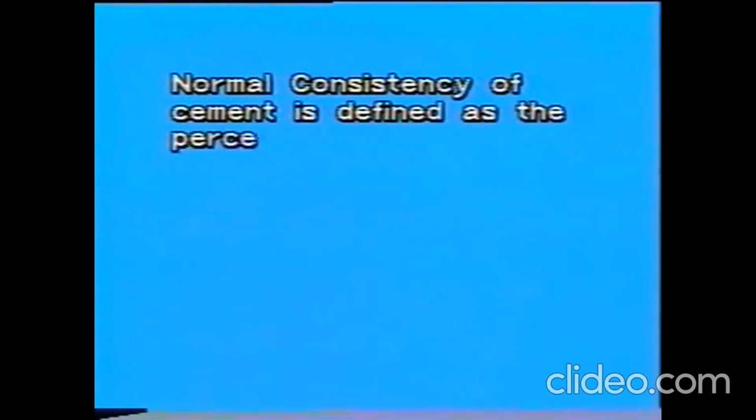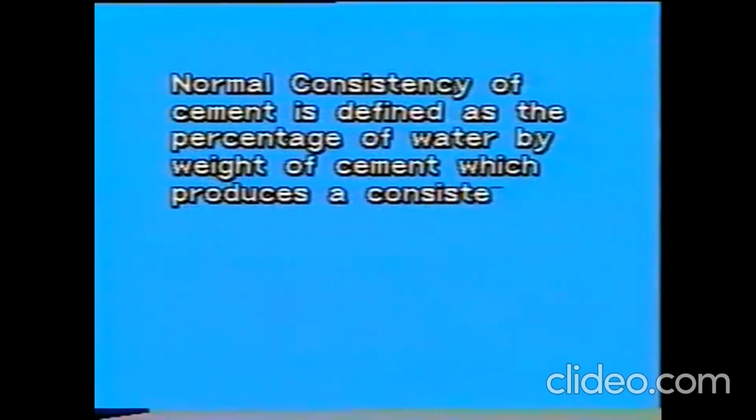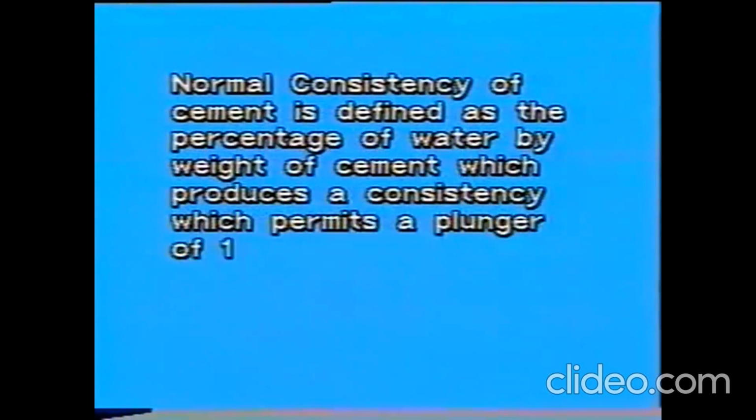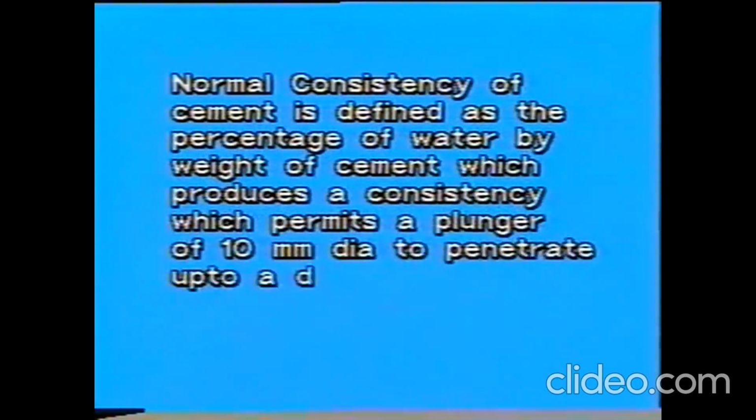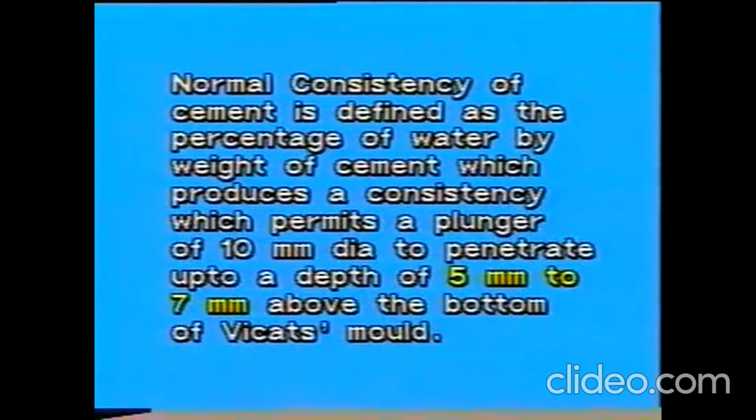Normal consistency of cement is defined as the percentage of water by weight of cement which produces a consistency which permits a plunger of 10 millimeter diameter to penetrate up to a depth of 5 to 7 millimeters above the bottom of Vicat's mold. Vicat's apparatus, fitted with 10 millimeter diameter plunger, is used to perform normal consistency test.